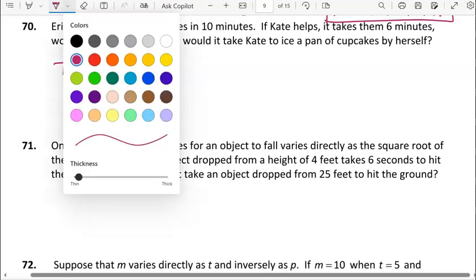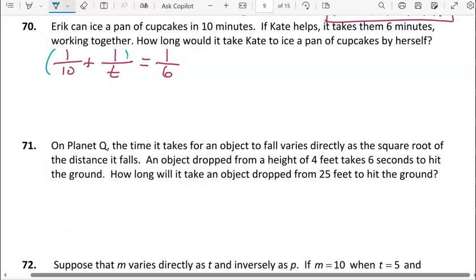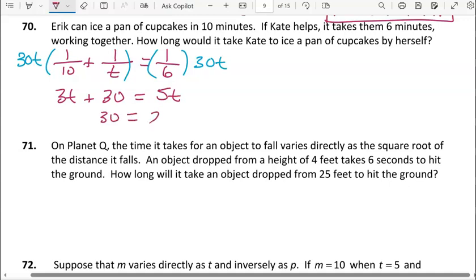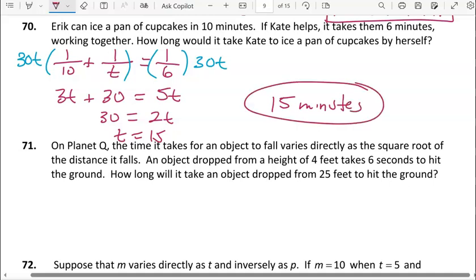We're going to multiply both sides of this equation by the least common denominator, which is 30 times t. So 30 times t times 1/10 is 3t, and 30t times 1/t is 30, and 30t times 1/6 is 5t. So I'm going to subtract my 3t, and we get 2t equals 30, and t is 15. So it's going to take Kate 15 minutes if she were to ice the cupcakes herself.